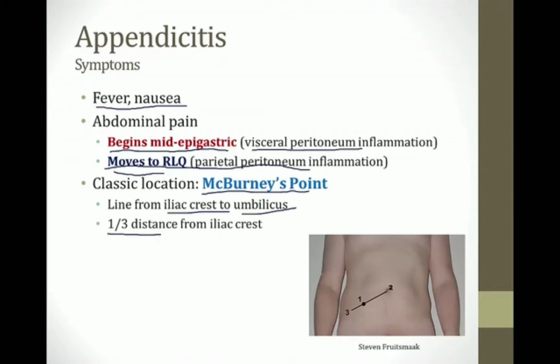If you look at this picture at the bottom right side of the screen here, point number 2 is obviously the umbilicus, point number 3 is the iliac crest. If you draw a line between those 2 points and go 1/3 of the distance from the iliac crest, that is point 1 here, and that is McBurney's point, and that is where the pain of appendicitis will localize to once the parietal peritoneum becomes inflamed and the symptoms move away from the initial epigastric region.